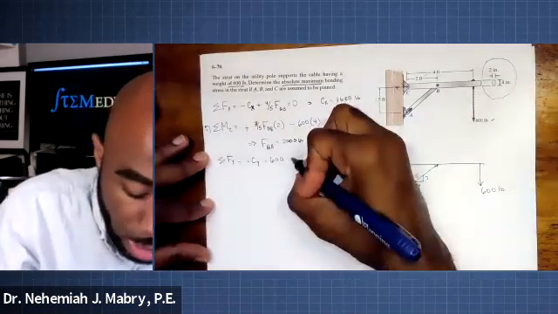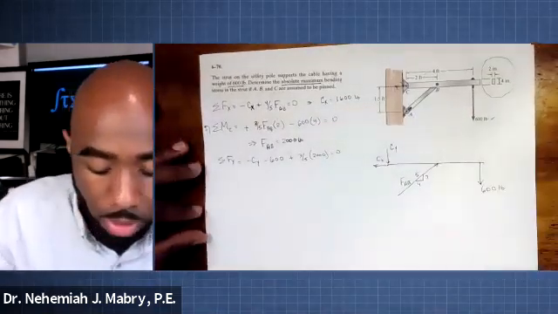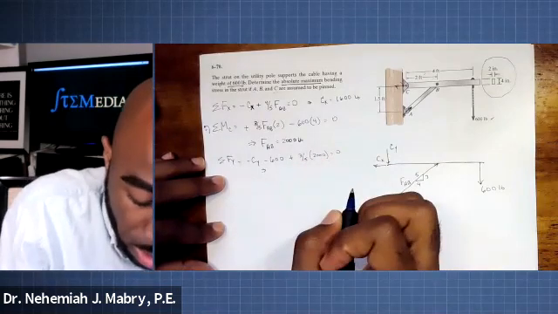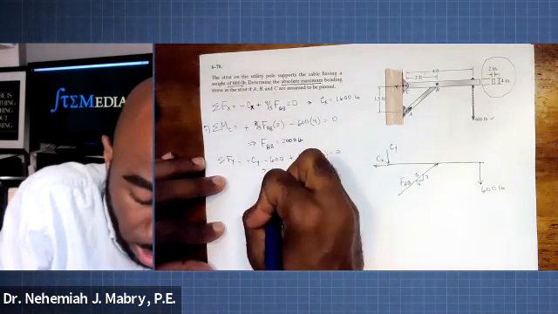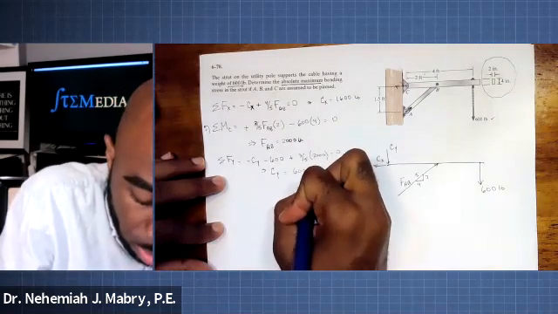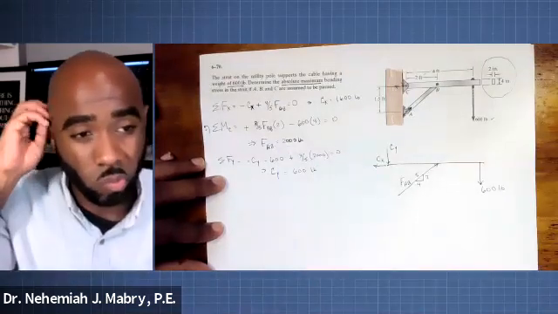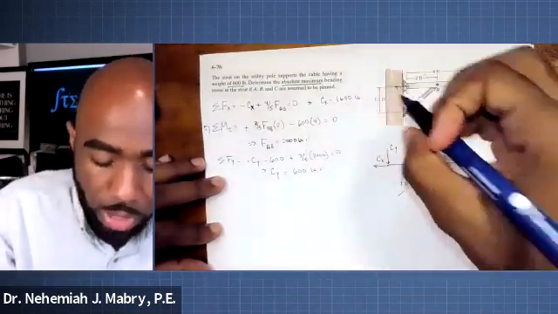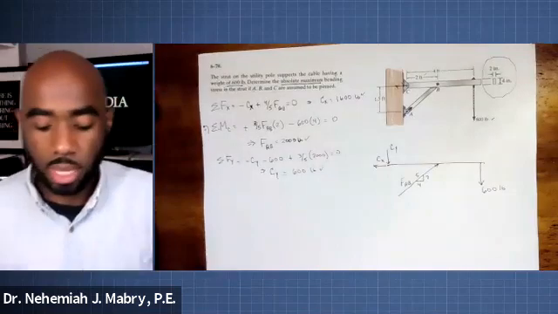I'm sorry, that shouldn't be negative. That should be positive because this is going up. And the value of that should be CY is equal to 600 pounds. Do you concur? So we got 600 pounds, FAB there, and CX right there.